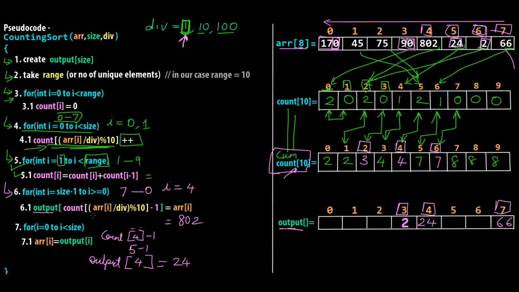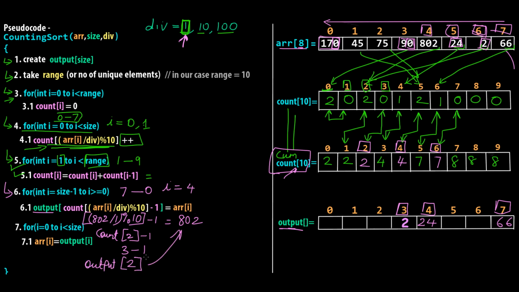So the left hand side equation becomes ARR of I, which is 802 divided by 1 mod 10. Obviously this is also gonna give us 2, because 802 divided by 1 is 802, and 802 mod 10 will give us 2. So that is count of 2, and then we also have this minus 1 over here. What is count of 2? Count of 2 over here has become 3. So that will become 2, because count of 2 is 3, 3 minus 1 will become 2. And that is the position in the output array where we have to store this 802. So at output location of 2 is where we store 802.